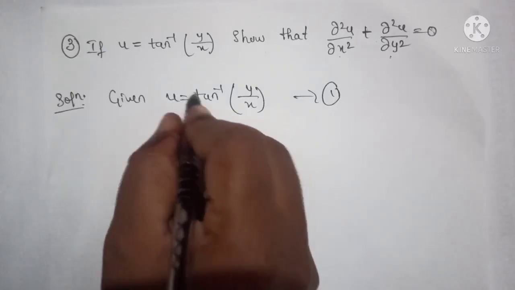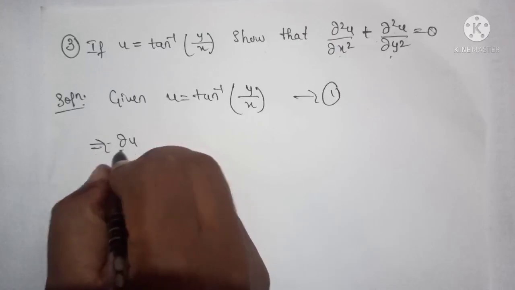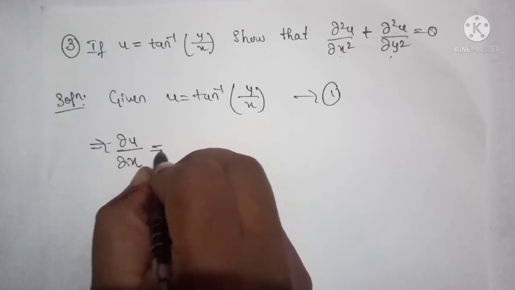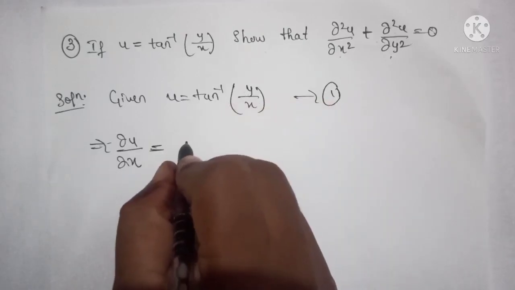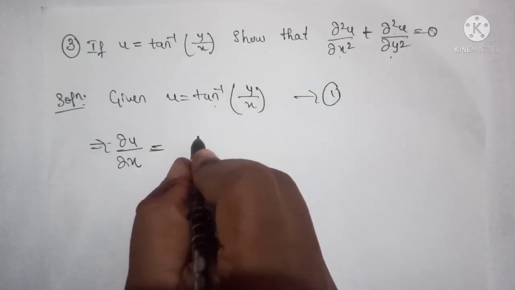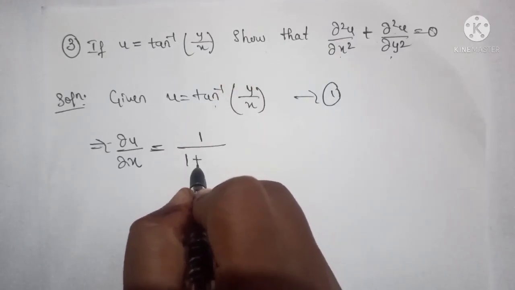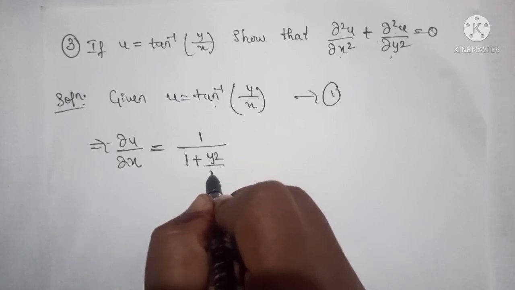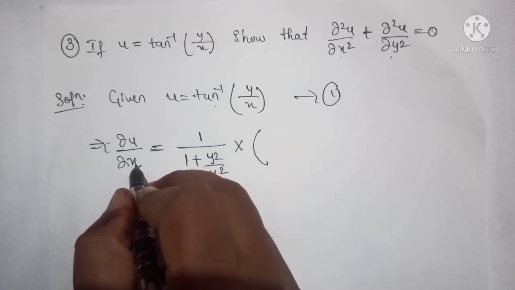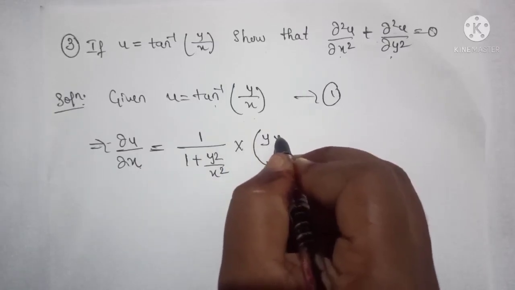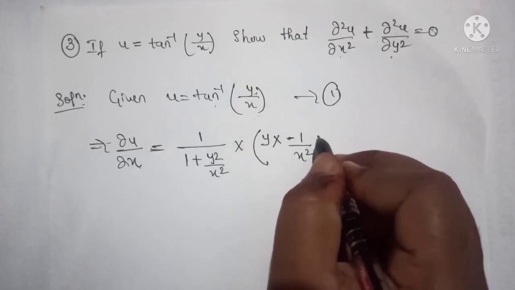Differentiating this partially with respect to x, we get dou u by dou x equals, here we are differentiating with respect to x, treating y as constant, tan inverse of y by x, so 1 divided by, first we have to write the tan inverse differentiation, that is 1 plus y square by x square, into y by x differentiation with respect to x, y becomes constant, we have to write the differentiation of 1 by x, that is minus 1 by x square.